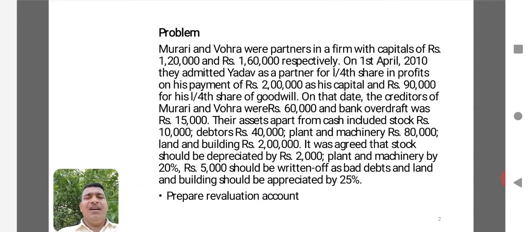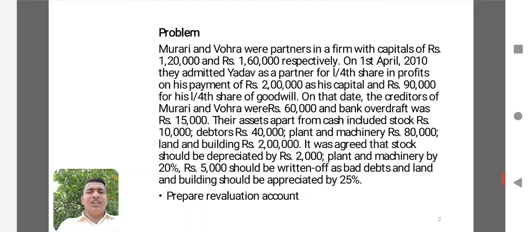Now, let us go through the problem given in the screen. Here, Murari and Vora were partners in the partnership firm with a capital of 1,20,000 and 1,60,000 respectively. Here the capital as given here may appear in the revised balance sheet, so it has no relevance for us while preparing the revaluation account.